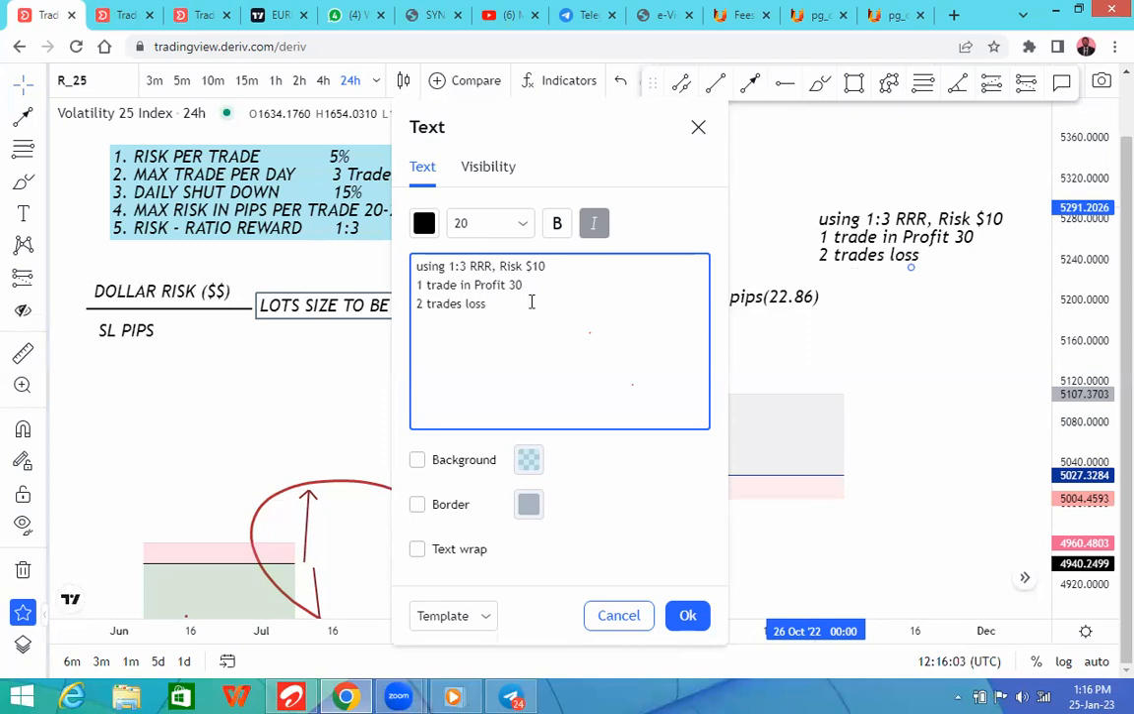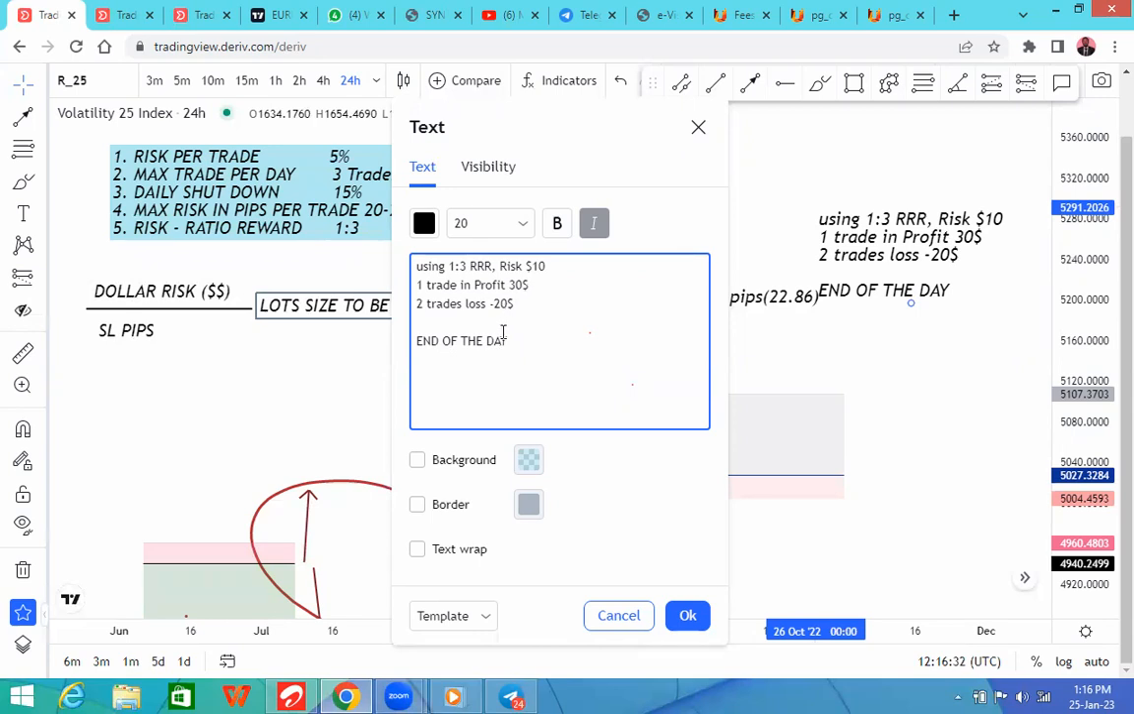A loss will give me minus $20. $10 per trade, $10 per trade, so I lose $20. And one trade in profit is what? $30. So I'm going to close that day. At the end of the day, what will I close the day with?